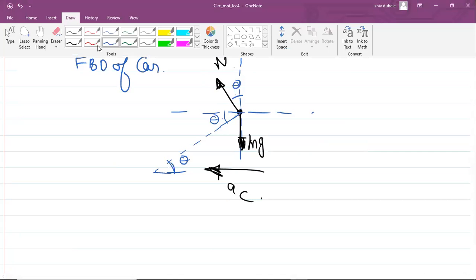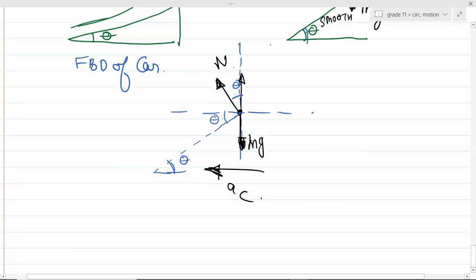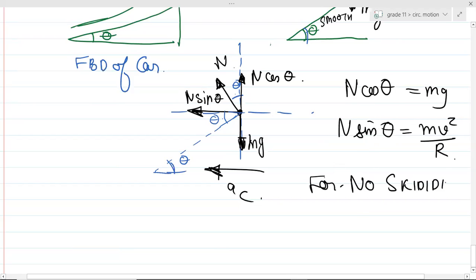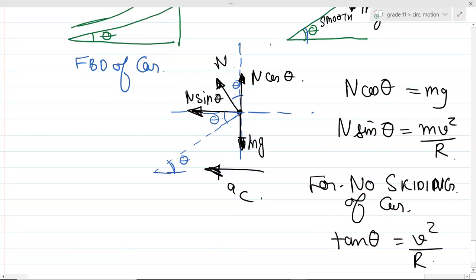So can I write it over here? N cos theta, right? N cos theta over here and N sin theta over there. Can I write it like this, guys? So you can see from here, N cos theta is equal to mg since the car is not moving up or down, and N sin theta is providing the necessary centripetal force. Is this clear, guys? When I divide both of them, please remember, for no skidding of the car, the mass and this cancel out, and tan theta should be equal to v squared by Rg.